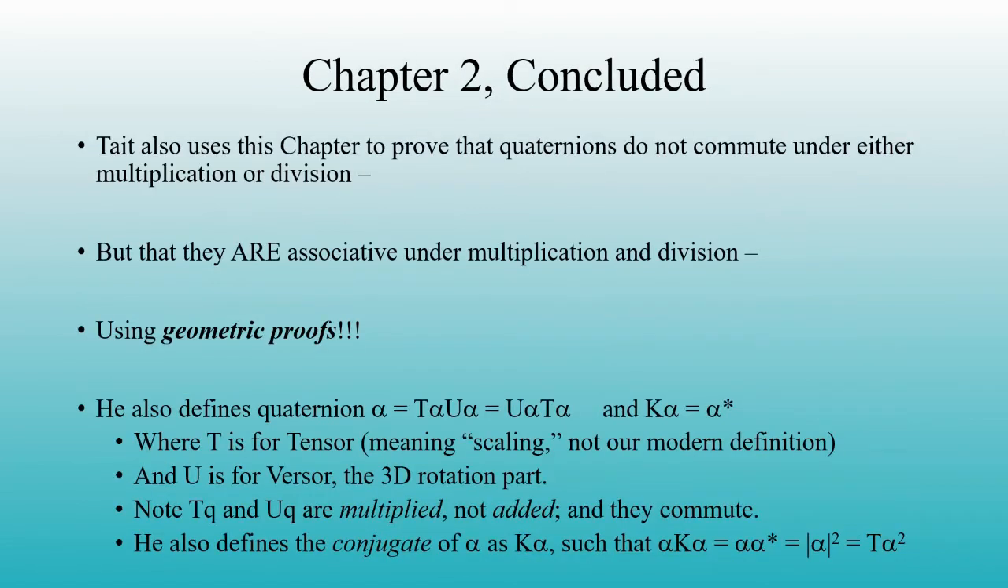Also in this chapter, Tait proves that quaternions are not commutative under either multiplication or division, but that they are associative under multiplication and division. Rather remarkably, at least to me, he proved these two properties geometrically rather than algebraically, as I did earlier. To Tait, quaternions are geometrical first and algebraic a distant second.